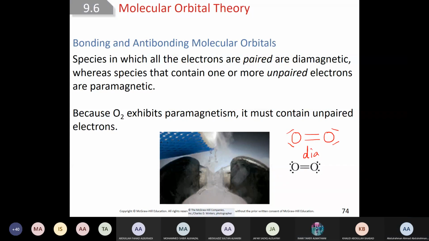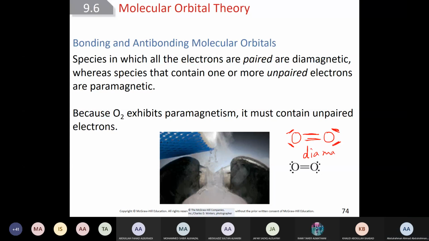Why? 2 electrons in this sigma, each 2 electrons are together. 2, 2, 2, 2, 2, and 2. Everything is together, so it should be diamagnetic.